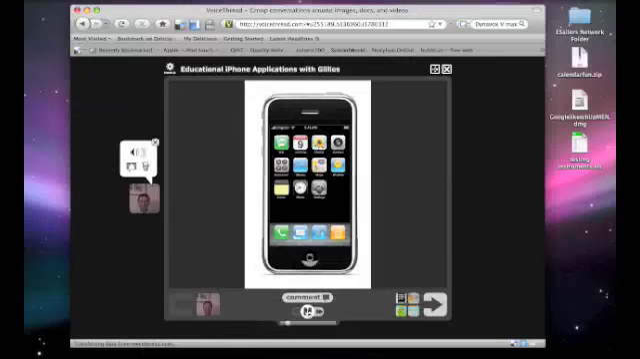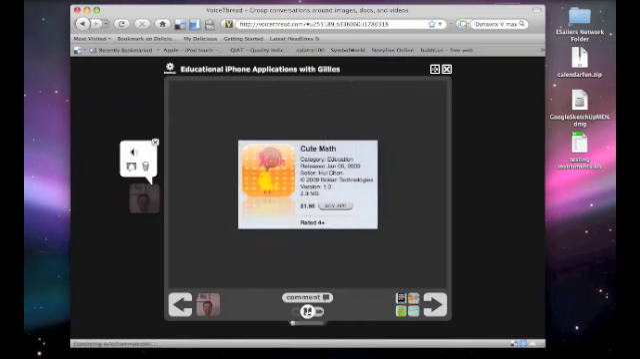Stephanie and I, speech-language pathologists, use educational iPhone applications with an 8-year-old student named Gillis. Gillis is going to help us with this voice thread by providing comments about the applications. The first application we did is called Cute Math. It has activities for adding and subtracting skills.